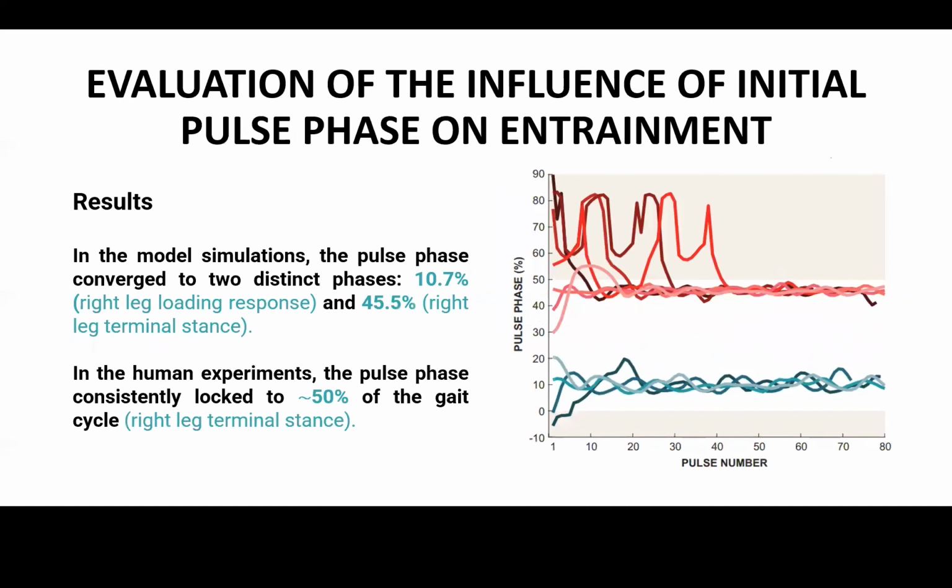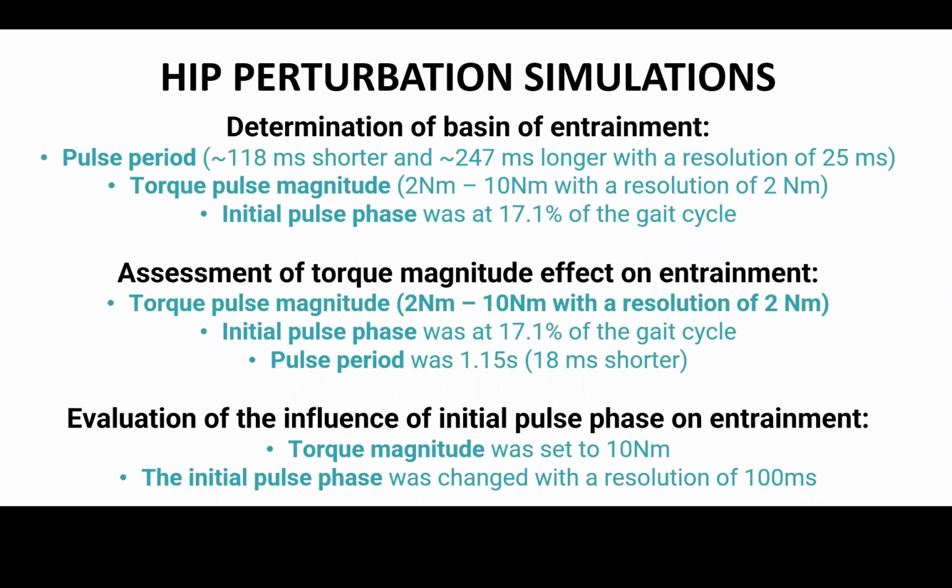We also evaluated the influence of initial pulse phase on entrainment, and from our simulations, the pulse phase converged to two distinct phases: 10.7%, corresponding to the right leg's loading response, and 45.5%, which corresponds to the right leg's terminal stance. However, in prior human experiments, the pulse phase consistently locked to 50% of the gait cycle, which corresponds to the right leg's terminal stance.